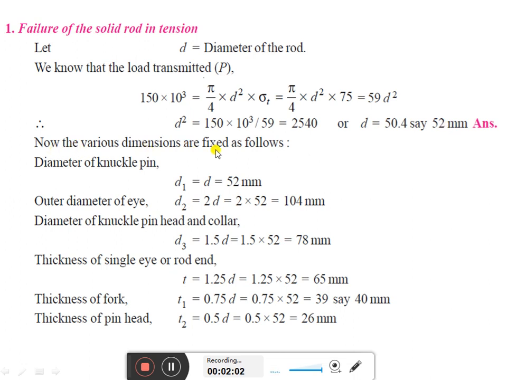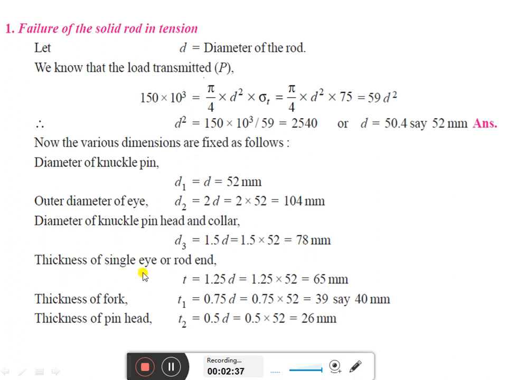Now various dimensions are fixed as follows, using empirical relationships based on D. The diameter of the knuckle pin D1 is equal to D, which is 52 mm, that we already found. Then the outer diameter of the eye D2 is equal to 2D, that is 2 into 52, which is 104 mm. The diameter of the knuckle pin head and collar D3 is equal to 1.5D, that is 78 mm.